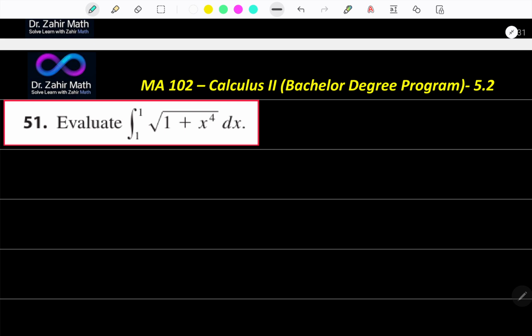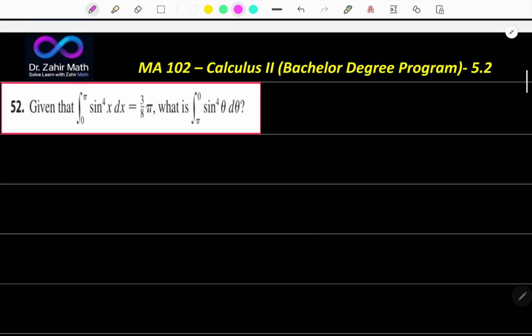Let's do the first question. Evaluate integral 1 to 1. So look at the limits here. It is 1 here and it's 1 here. So it means what? It is the same limit. Upper and lower limit are the same. If the upper and the lower limit are the same, then the value of the integral is what? 0. So for this purpose, you should remember that property. Let's go to the next question.